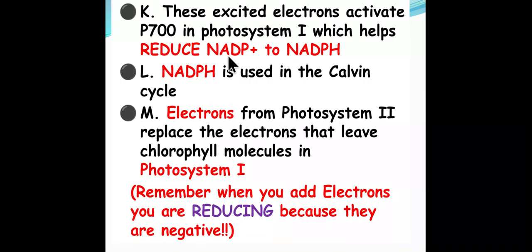Let's look at that one more time. So this one here, NADP+, doesn't have the additional electron. NADPH has the additional electron. When we add the H, we're adding electrons. Electrons are negative. That is a reduction reaction.